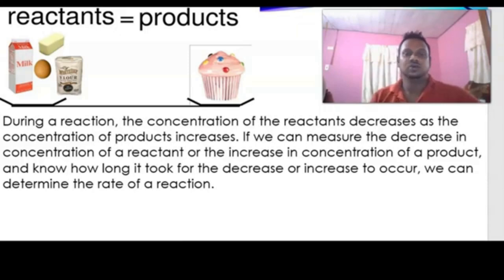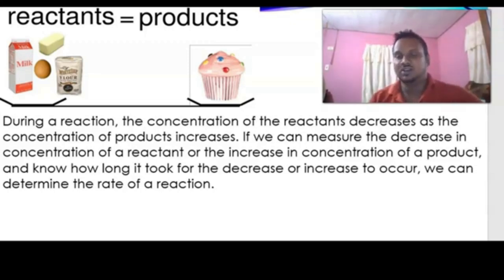Reactants and products. The reactants are the substances that we are about to mix together, and the products are what we get from mixing these substances. For instance, in the image we see here, the reactants are the ingredients we are about to mix together, and the products are what we get from the mixture. So as we mix these ingredients, we get the cupcake, right?